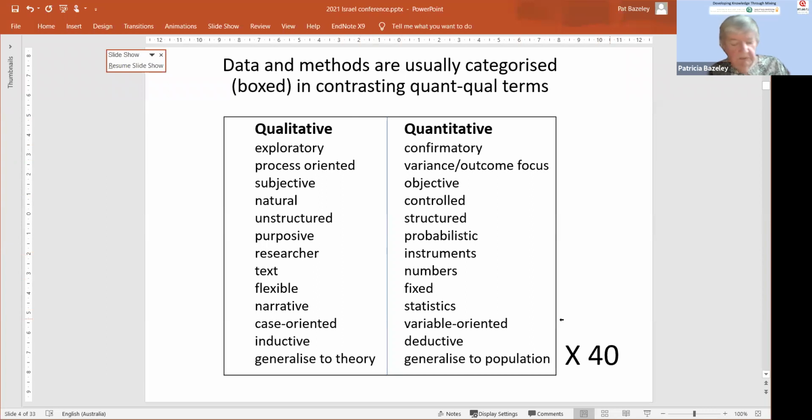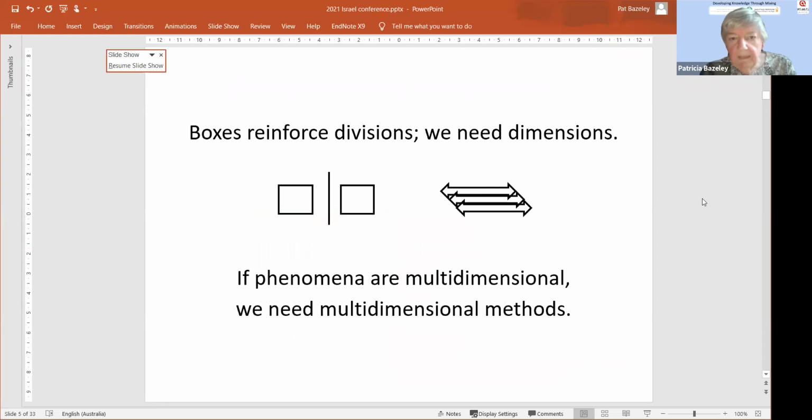When I went through, some years ago, a series of books and articles and listed all of the ways that they differentiated qualitative and quantitative methods, I came up with 40 different ways in which various authors had differentiated qual and quant methods. The problem is that the boxes reinforce the divisions. And I'm arguing that in order to effectively picture the phenomena we're studying, we need dimensions, because phenomena are multidimensional. So we need multidimensional methods.